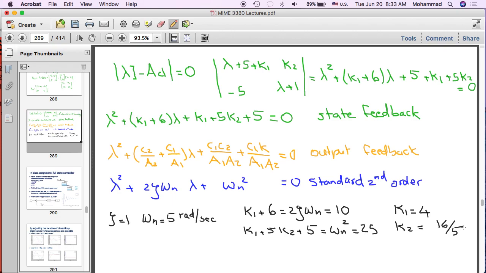Okay, so if you solve these two equations for these two unknowns, you can see k1 plus 6 is equal to 2 zeta times omega n. If you substitute for omega n and zeta, 2 zeta times omega n becomes 10. And 5 k1 plus 5 k2 plus 5 is equal to omega n squared, just by matching the value of coefficient. Omega n is 5, so this is equal to 25. So from here you get k1 of 4, and you bring k1 of 4 into this equation, and you find k2 to be 16 over 5.